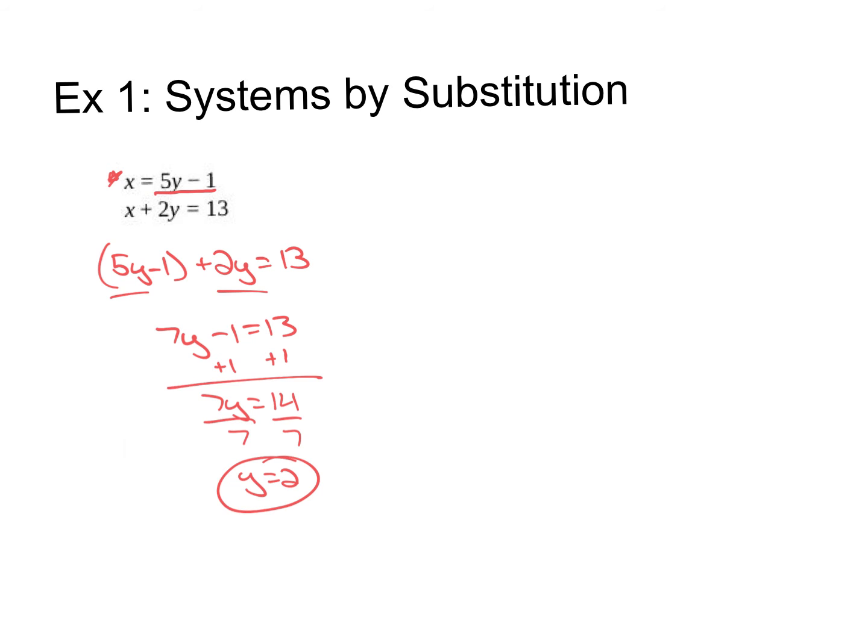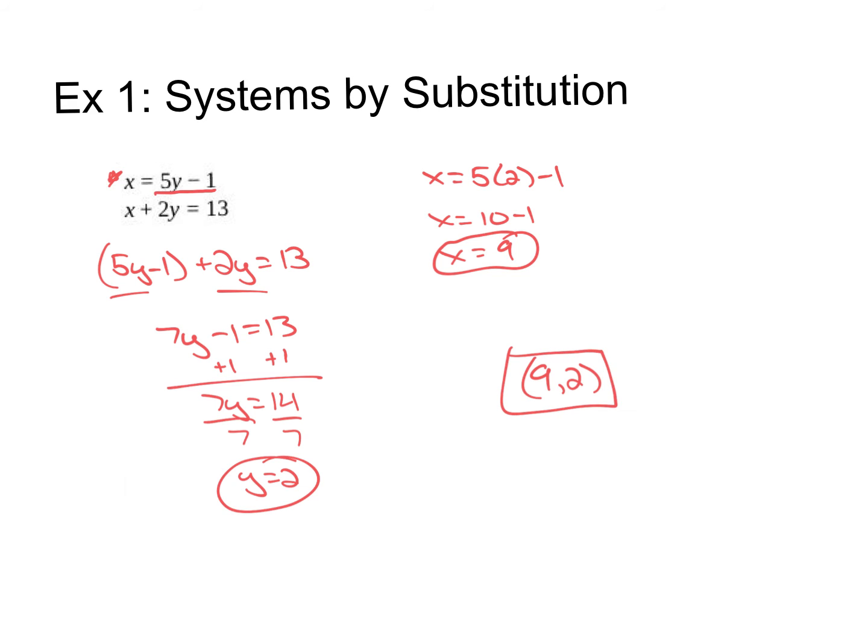And then we go up here to plug it back into one of our originals. It looks like that top one's going to be a little bit easier, because all we have to do is 5 times 2 minus 1. So really that's trying to say, what is 10 minus 1? Our x value is 9, so put those two together, and they intersect at the point 9, 2.